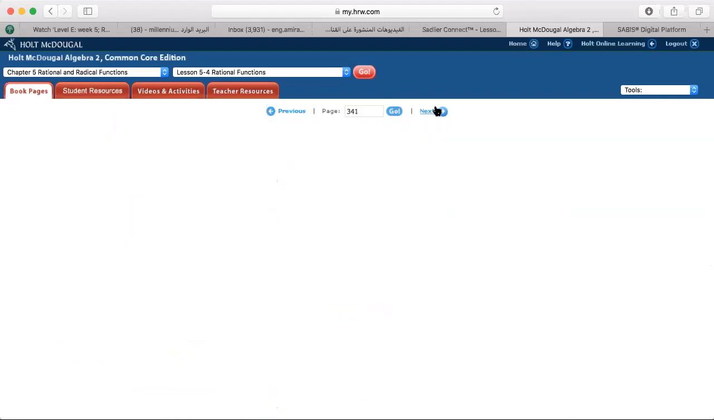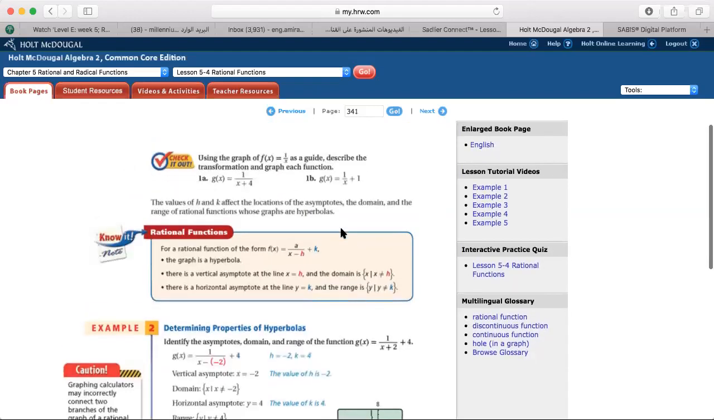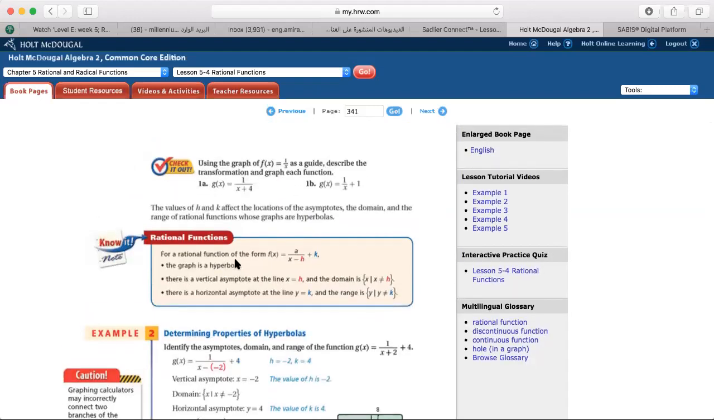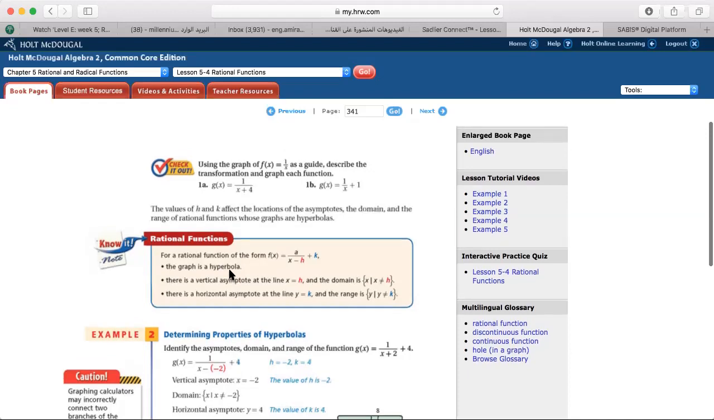And then we solved some problems, and then we had the rational functions. For rational functions of the form f of x is equal to a over x minus h plus k, the graph is a hyperbola. This is the name of the graph of the rational function, like the parabola for the quadratic function. But for the rational function, it is called hyperbola.